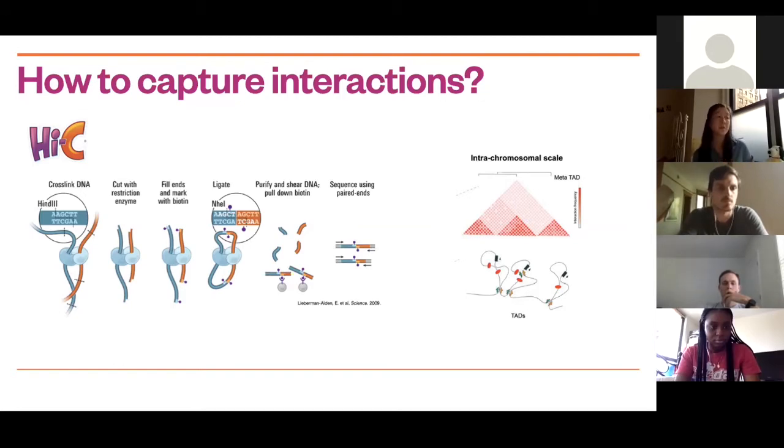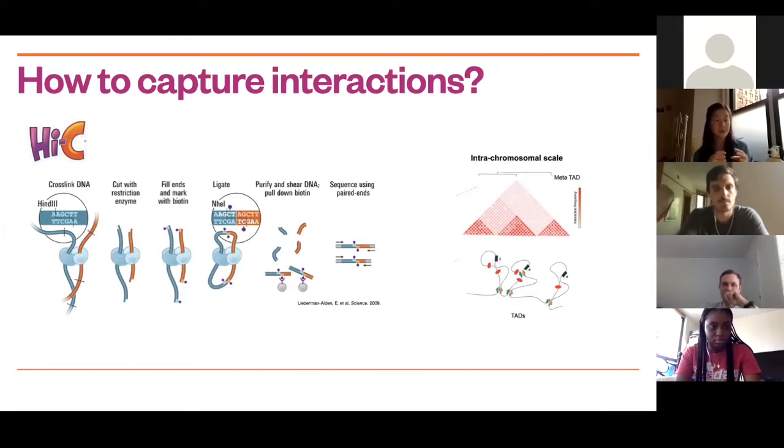Then you take this cross-linked cell with all the contacted DNA together, and you cut it up into pieces with a protein known as a restriction enzyme, whose job is to chop up DNA into pieces. But it cannot chop a cross-link. So you preserve all those frozen points of contact.